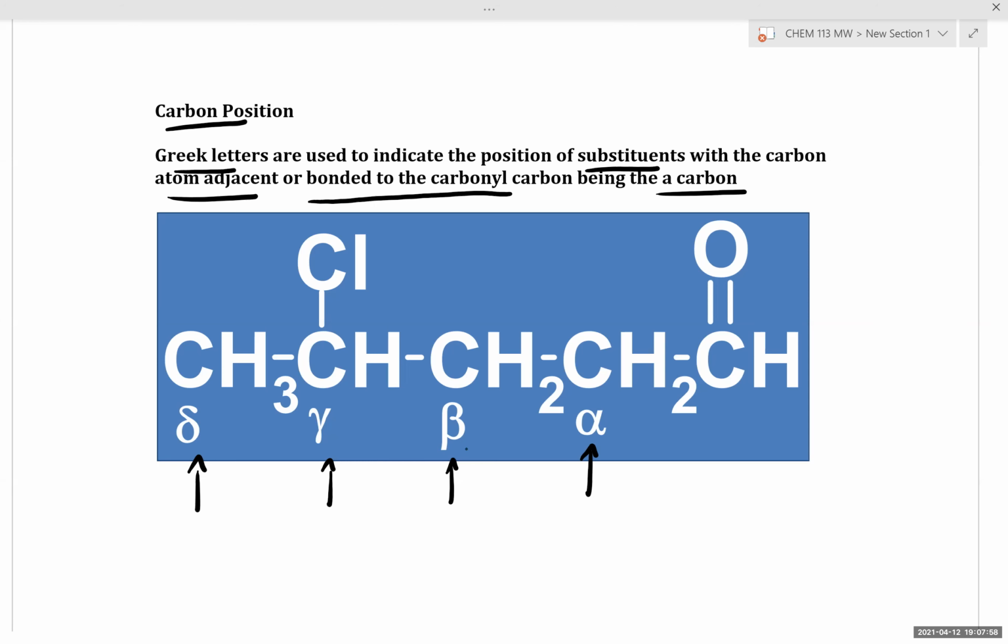Could you repeat the letters again? So alpha is the position directly adjacent to the carbonyl. Beta is the position adjacent to the alpha position. Gamma is after beta, and delta is after gamma. Does that make sense? Did that clarify? Any other questions I can address on carbon position?